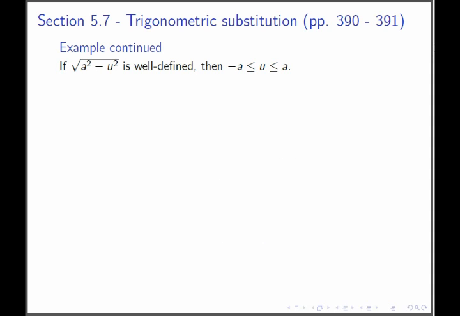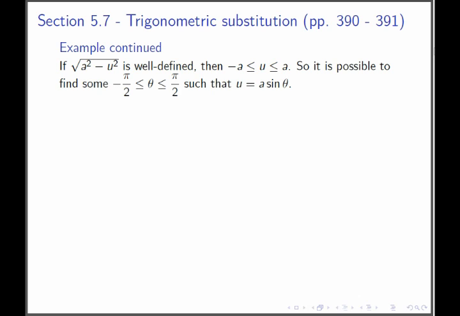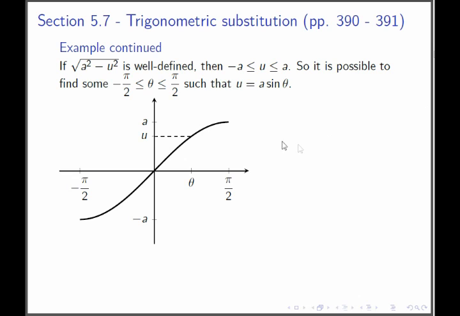If the square root of a squared minus u squared is well defined, then that tells us that u lies between -a and a. Therefore it's possible to find a value of theta between -pi/2 and pi/2 such that u equals a sine theta. Graphically, this is easy to see because if u is any number between -a and a along this y-axis here, then we can find some point on the curve a sine theta which has u as a y-coordinate, and the corresponding x-coordinate gives us a theta.